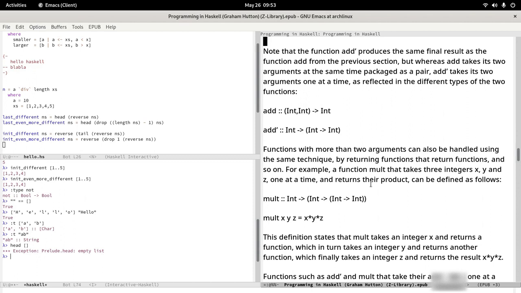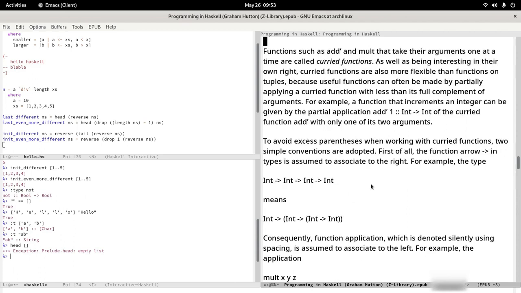Functions with more than two arguments can also be handled using the same technique by returning functions that return functions and so on. For example, a function mult that takes three integers x, y, and z one at a time and returns their product can be defined as follows. This function states that mult takes an integer x and returns a function, which in turn takes an integer y and returns another function, which finally takes an integer z and returns the result x * y * z. Functions such as add' and mult take their arguments one at a time.